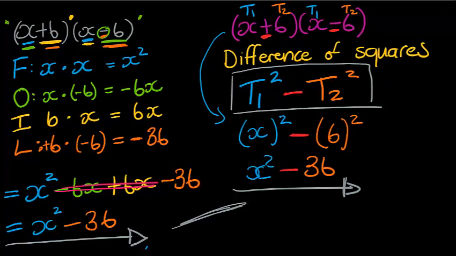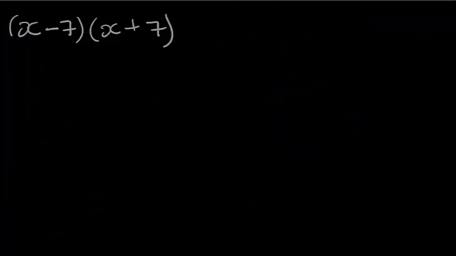Bear in mind, you can only use this method if you have a difference of squares. Right here, we've got x minus 7, x plus 7. Let's try using the difference of squares method.